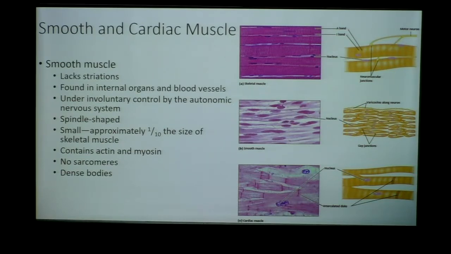And again, we don't have sarcomeres, but we do have actin and myosin. We do have that interaction between actin and myosin to contract these types of cells. We also have the presence of dense bodies, and dense bodies are synonymous with the Z line. Okay, they're the point of anchoring the actin filaments together, and when these smooth muscle cells contract, we're going to have those dense bodies coming closer together, very similar to how we saw those Z lines coming closer together.